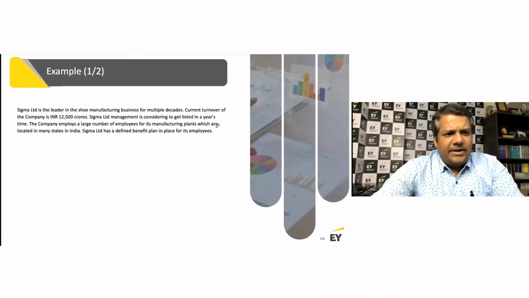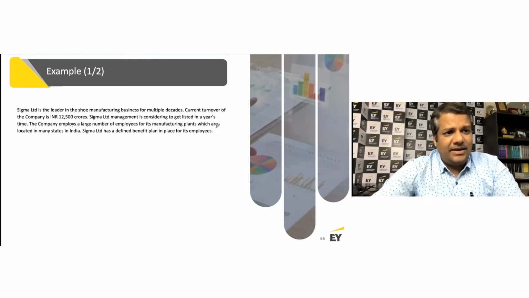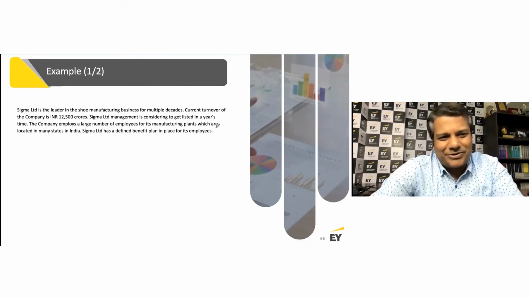So Sigma Limited is the leader in the shoe manufacturing business for multiple decades. Current turnover of the company is INR 12,500 crores. It's a large company. Sigma Limited management is considering to get listed in a year's time. The company employs a large number of employees for its manufacturing plant. Of course, you have 12,000 crores of revenues, which are located in many states in India. Sigma Limited has a defined benefit plan in place for its employees.